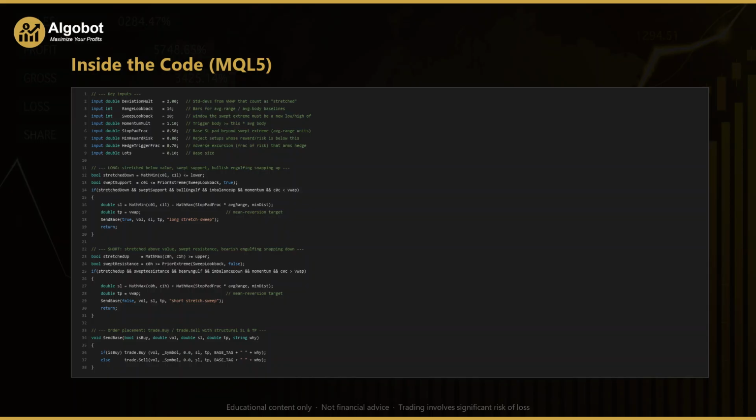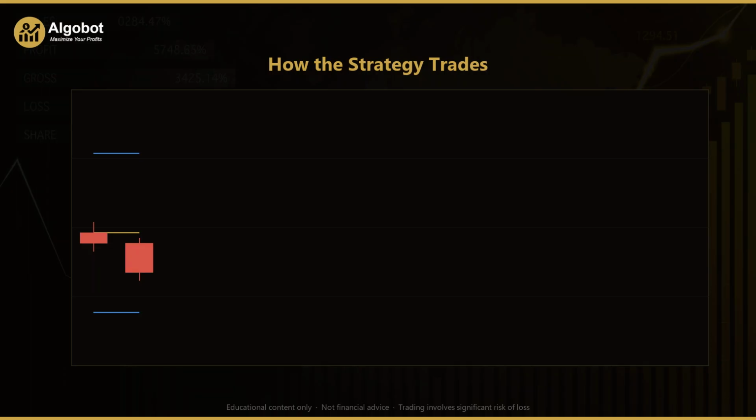At the bottom, send base is the single place orders are sent. It routes to trade.buy or trade.sell, attaching that structural stop loss and take profit to each leg. Let's bring the logic to life on the chart.